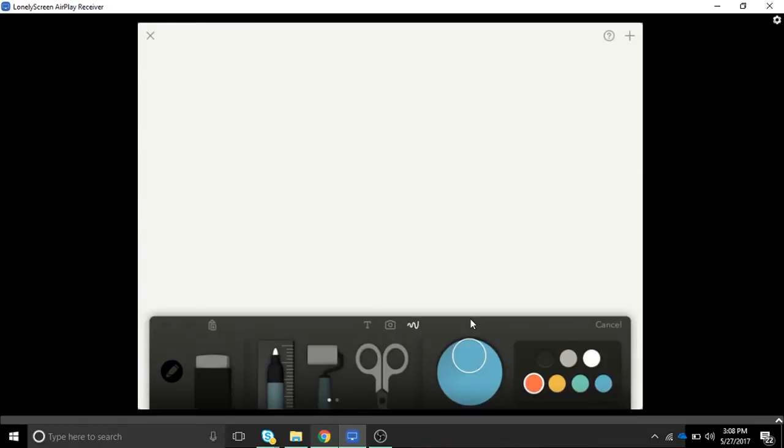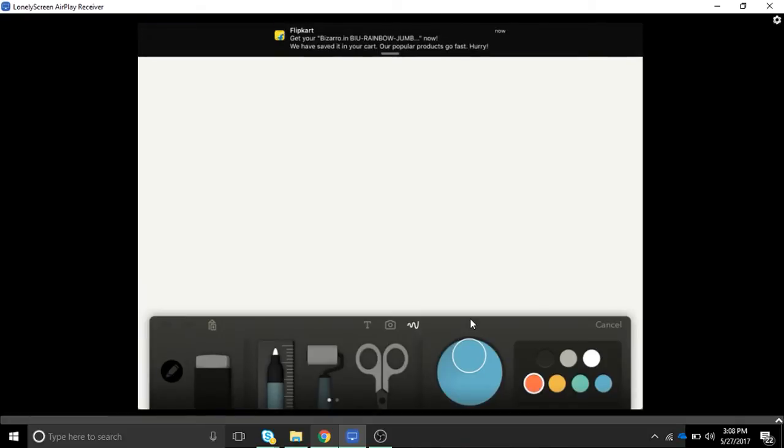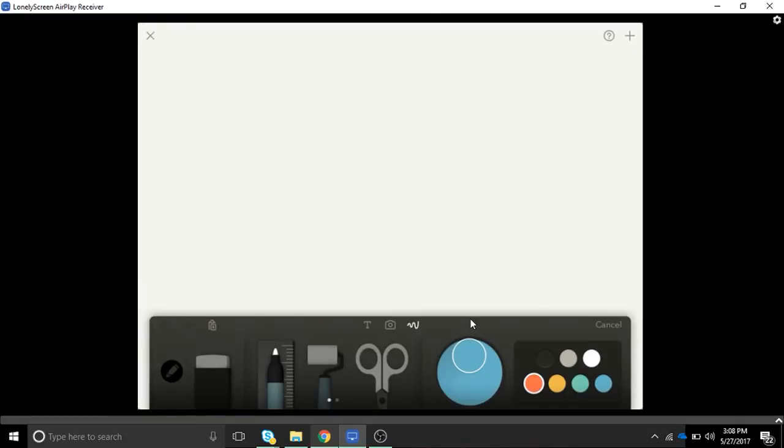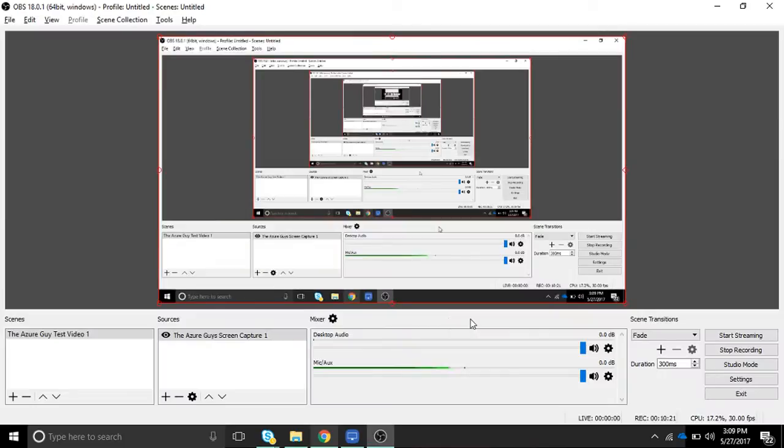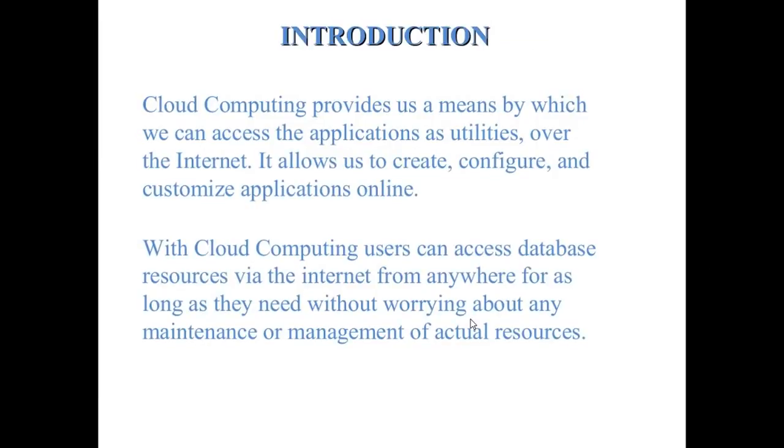So you would have understood what cloud computing is by these discussions. Let's see once again. Let's go to the definition on the slide and try to understand exactly what we have discussed and what exactly cloud computing is. It provides us a means by which we can access applications as utilities over the internet.